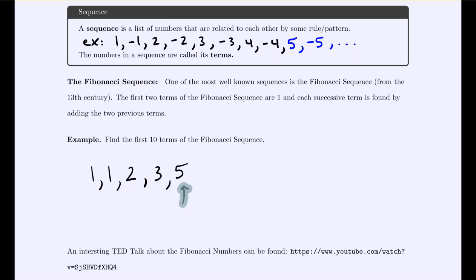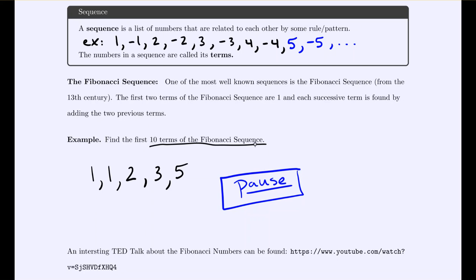And here we were asked to write out the first 10 terms of the Fibonacci sequence. So far we've written the first 1, 2, 3, 4, 5 terms together. I'd recommend that you take a moment to now pause this video and write out the remaining terms till we have the first 10 terms of the sequence, and then unpause to check your work.